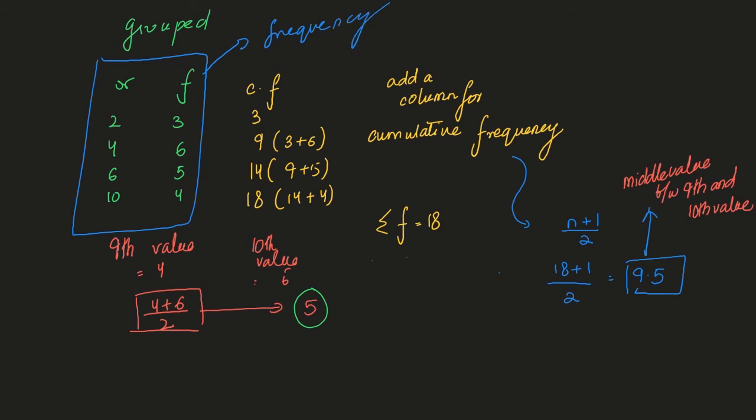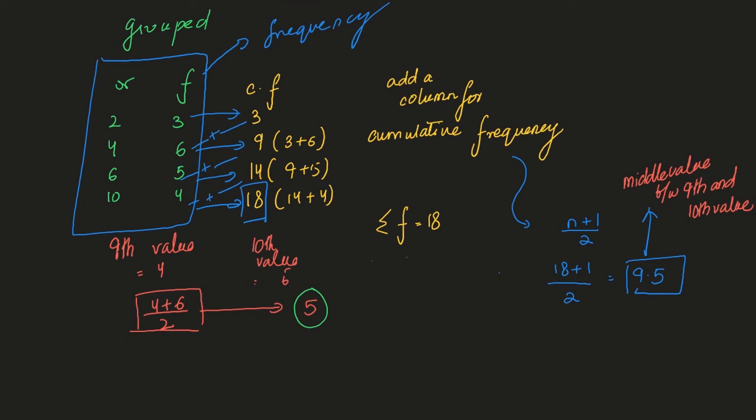The first thing that you should do in such questions is to add a column for cumulative frequency. Cumulative frequency is basically us just adding up the frequency. So here you have 3, so you're just going to write 3. Now here you have 6, so you're going to add 3 with 6 and you will get 9. Here you have 9 and here you have 5, so you will add 9 and 5 and you will get 14. Here you have 14 and 4, so you will add 14 and 4 and you will get 18. So you can see that the total frequency is also 18. So this is how you make a cumulative frequency column.